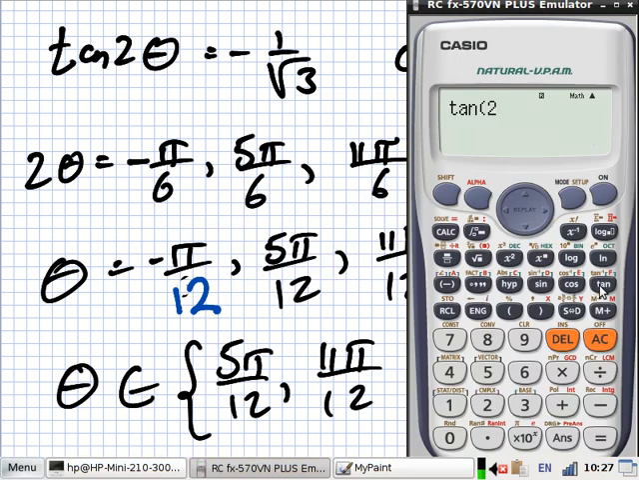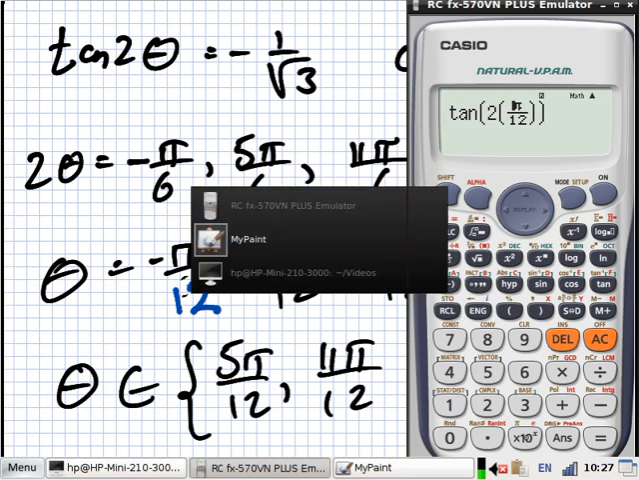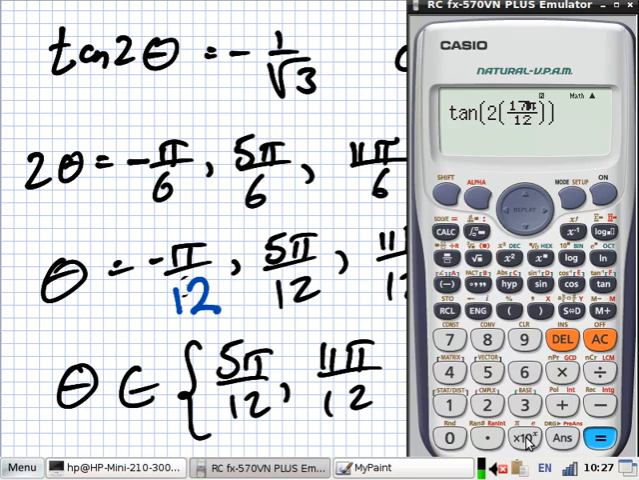Tan 2 theta. So let's check it out. The first one is 5 pi over 12. What should I get here as my answer? Minus 1 over root 3. Do I? I do. That's the same thing as minus 1 over root 3. The next one, 11 pi over 12. I do. Next one, 17. I do. I do. They're all right, Amjad.